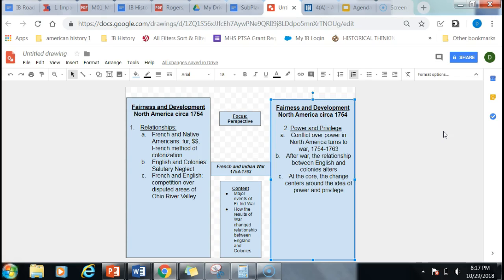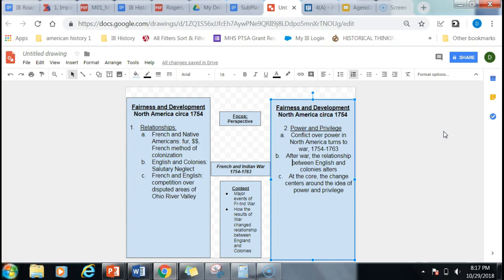The DBQ is going to start to focus on the French and Indian War. The French and Indian War is a major turning point in American history, especially when you're looking at the relationship between England and her colonies. This is a pretty crucial turning point. One of the major areas of focus that we're going to have will be perspective.